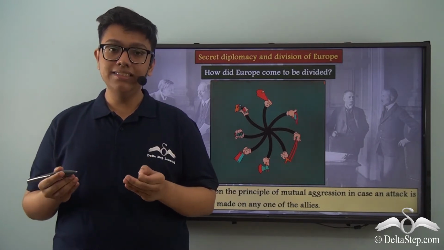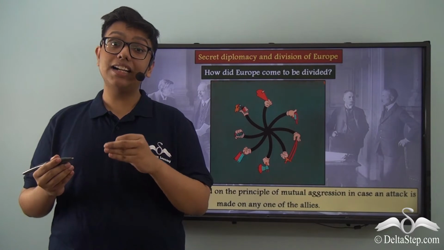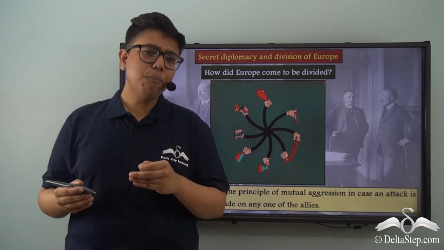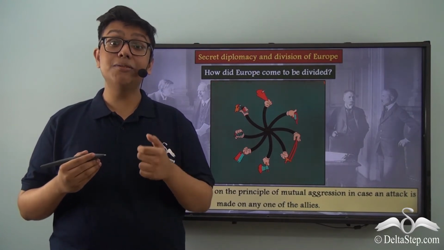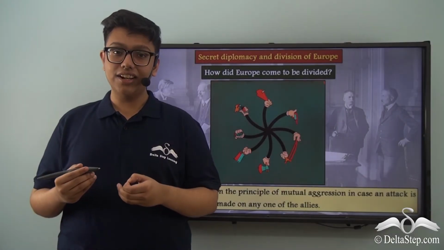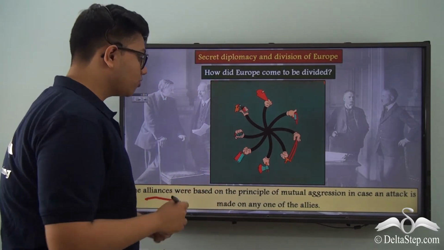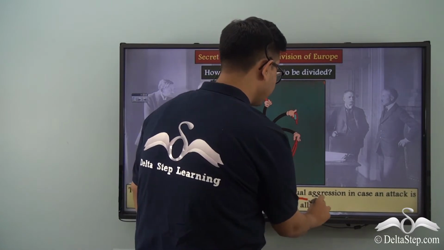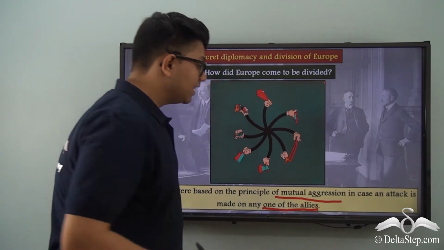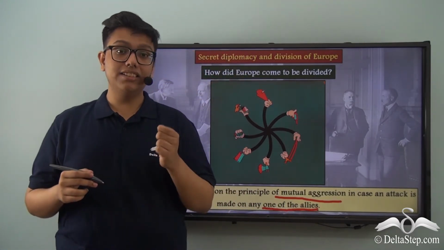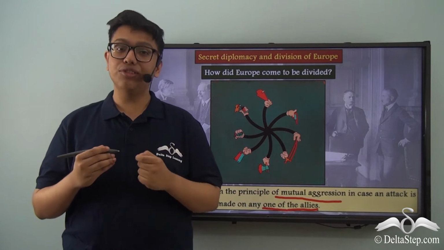Quite simply put, it means that if a country attacks another country, then the allies of the attacked country will fight back alongside the country which is being attacked. Therefore, previously, if a conflict would have involved two nations, now it will involve six major European nations, all fighting against each other and causing the First World War. Therefore, these alliances were based on the principle of mutual aggression, in case an attack is made on any one of the allies. This one clause of the alliances is the reason why the division of Europe into these two separate camps, headed by these two alliances, caused the First World War.